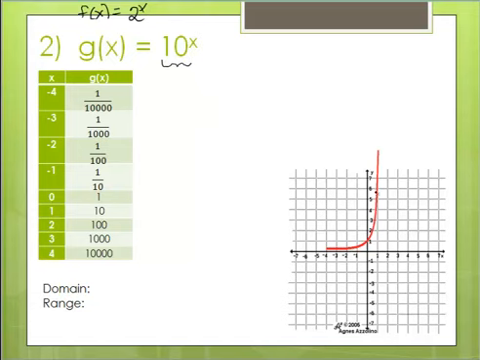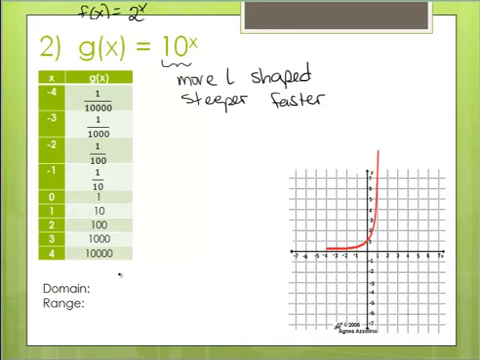It makes this taller, so it makes it steeper faster, more L-shaped, and closer to the origin. So let's just say it's more L-shaped. It just means the corner is not as curved, or it's more of a curve, I guess you could say. And then it gets steeper faster. Okay, what's the domain? The domain is still everything. What about the range? The range is still 0 to infinity.